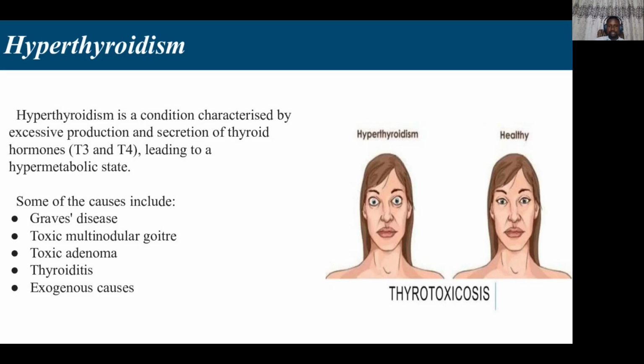Now, thyroiditis, that is inflammation of the thyroid gland, causes transient hyperthyroidism. It could be subacute or postpartum, that is, after pregnancy, when patients can have thyroiditis. Exogenous causes, like overuse of thyroid hormone replacement or iodine-containing medications, could prompt the overproduction or oversecretion of thyroid hormones.